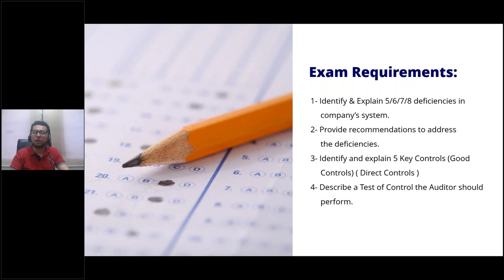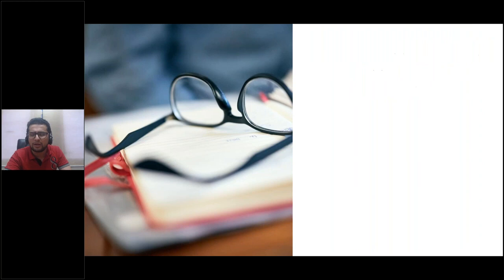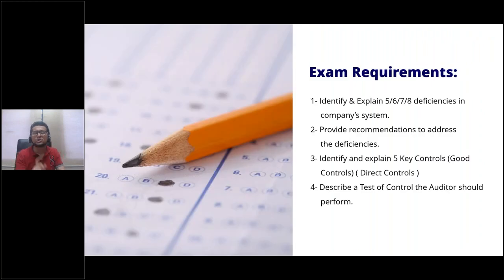Last but surely not the least, one last exam requirement which the examiner could ask. Now listen to me very carefully. Option number 1: exam requirements 1 and 2 as a pair. Option number 2: exam requirements 3 and 4 as a pair. Last but surely not the least, what if the examiner asks you to identify and explain, let's say, 5 deficiencies, and you have to provide 5 recommendations in order to address those deficiencies.